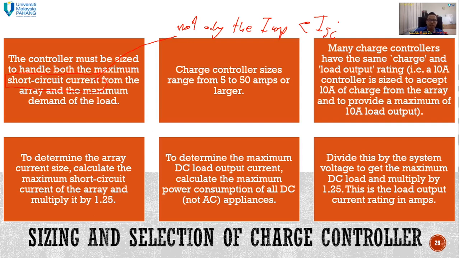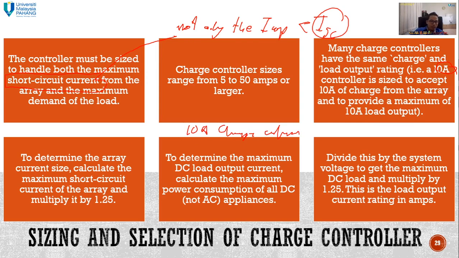Okay, charge controller sizes range, of course, from 5 to 50 amps, even now 60, 70, 80, 100 or so. Many charge controllers have the same charge and load output rating. For example, 10 amps means 10 amps input and 10 amps output, meaning the maximum charge current from the module is 10 amps and the discharge current to the load is also 10 amps. This is very basic.